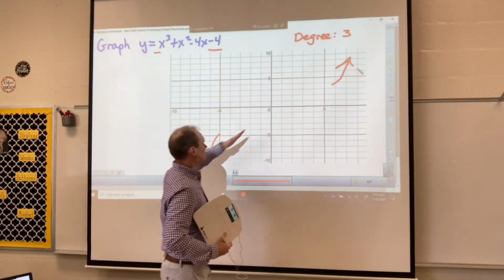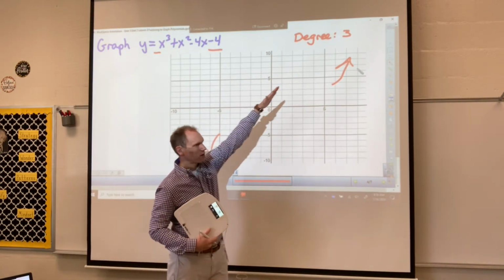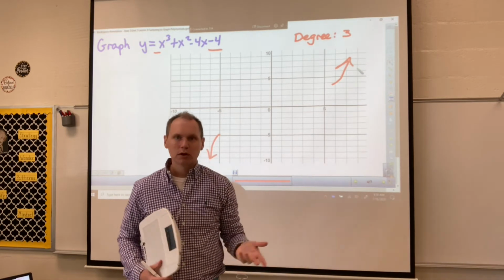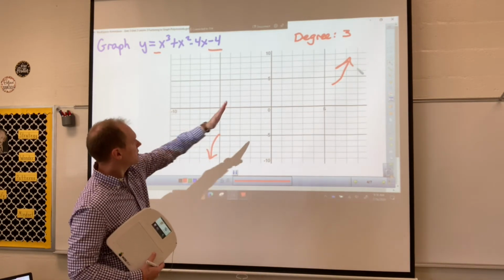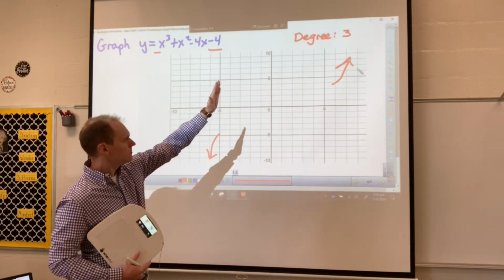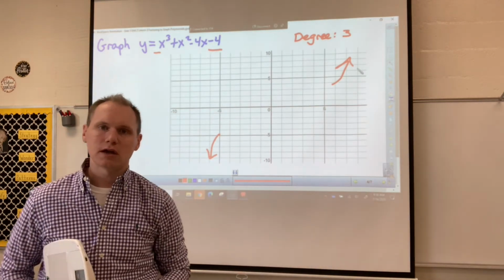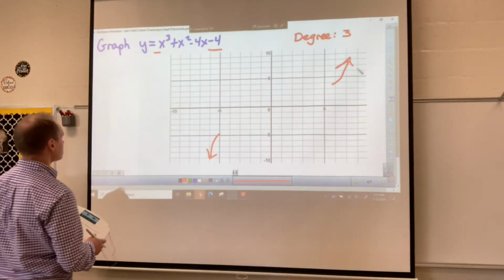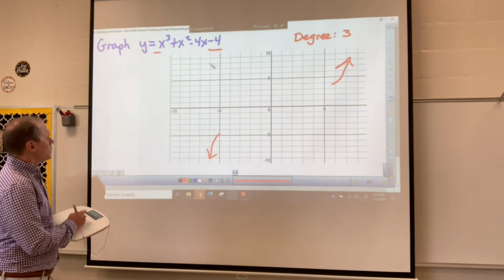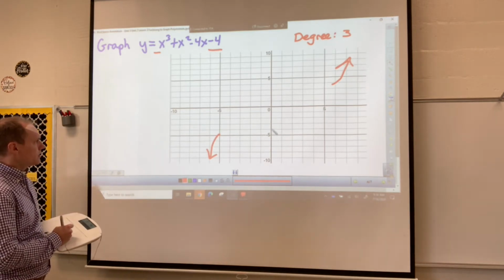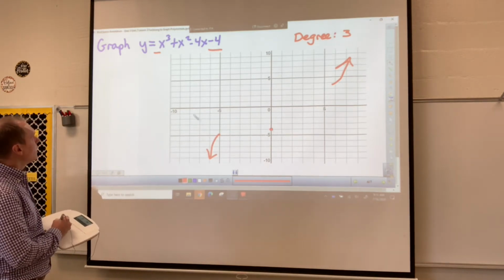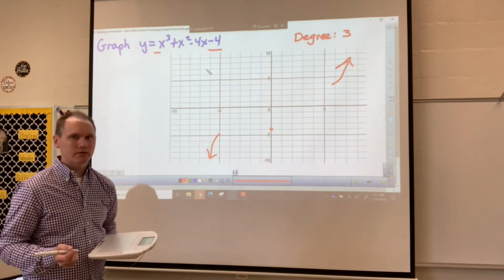Y equals x looks like this, doesn't it? It's down to the left, up to the right. Positive x cubed looks something like this. It's down to the left, up to the right. So it all looks the same in terms of the end behavior. So we know the y-intercept is negative 4 right here. That's all we can tell by looking at standard form.